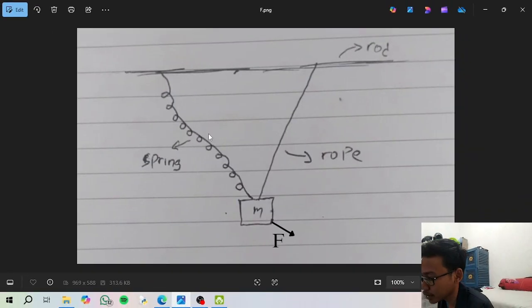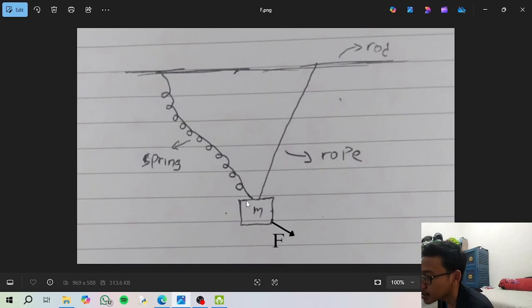And for today, I want to explain about movement of a mass in a system using a Newtonian method. So, without further ado, let's get to it. This is the system that I make. The system contains a metal rod, a spring made out of a rubber band, a plastic rope, and a mass with a hook in it.